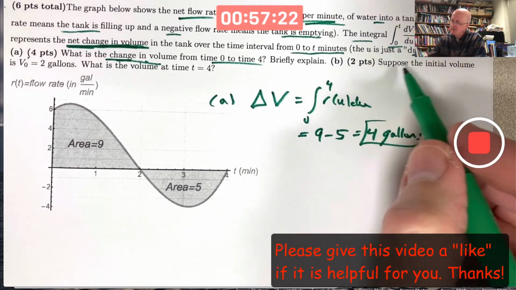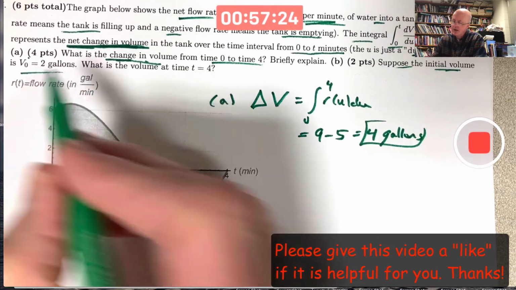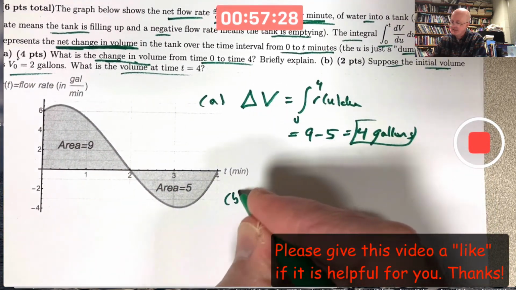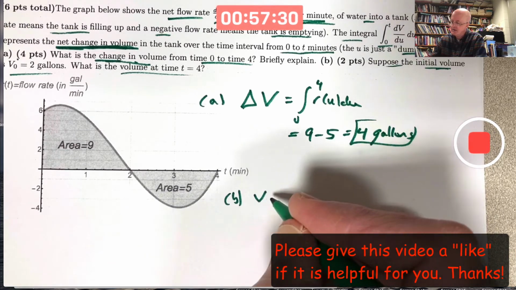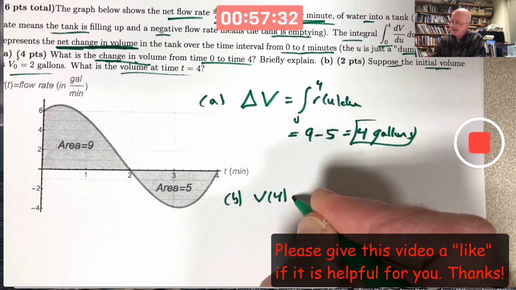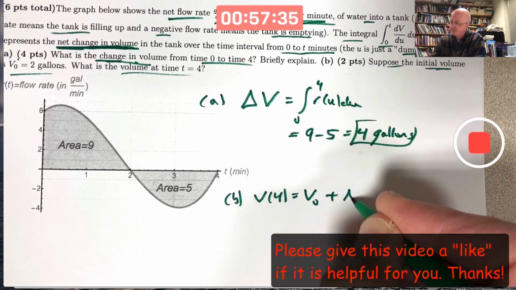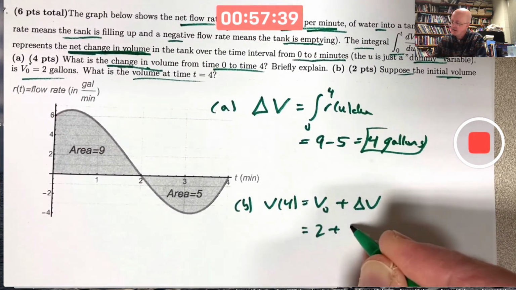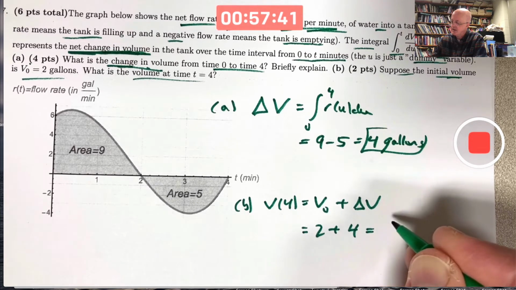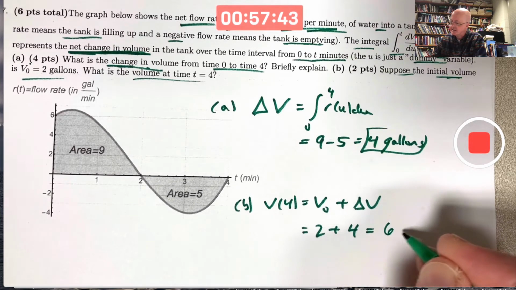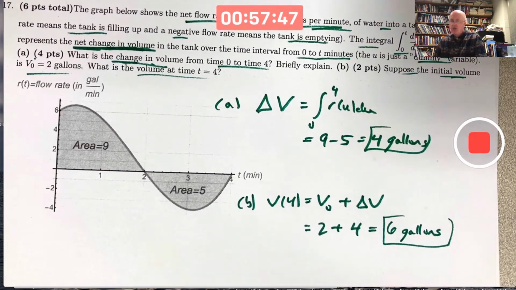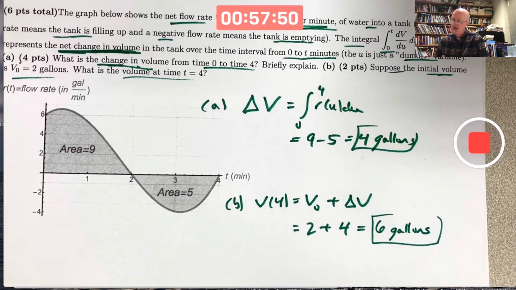Part B adds a little bit more. Suppose the initial volume is 2 gallons. What's the volume at time 4? That doesn't even require calculus. The value of the volume at time 4 is the initial volume plus the change in volume. The initial volume is 2. The change in volume that we just found is 4. So the ending volume at time 4 is 6 gallons. So part A is about change in volume. Part B is about actual volume. No formulas here, just concepts.